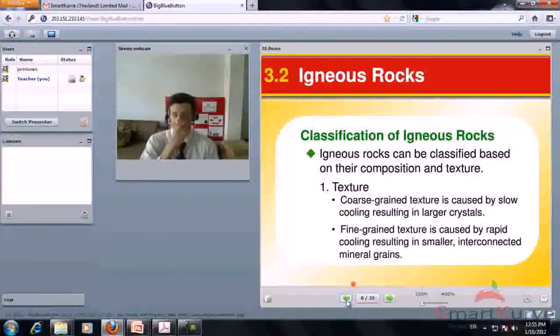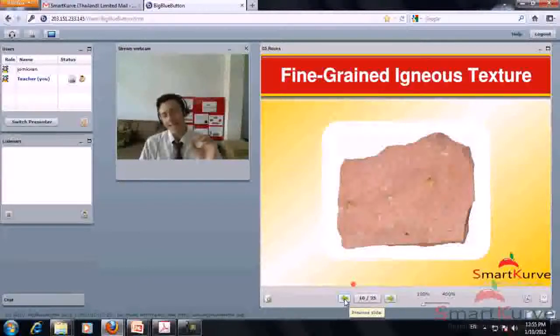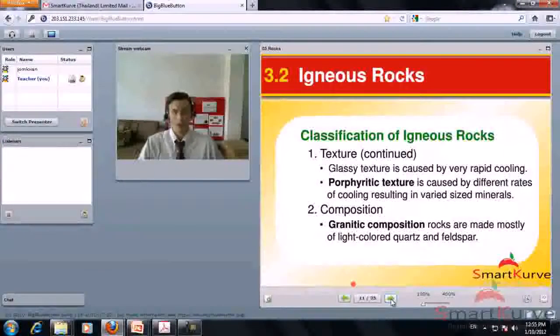A fine-grained texture is caused by faster cooling. You can see this on slide 10. That's another type of igneous rock, but you can't see as many spots of pink and black and gray and white. That's because the particles are much smaller. It's much smoother. So we call it a fine-grained texture. That means the rock cooled a little bit faster. Rapid, fast cooling.